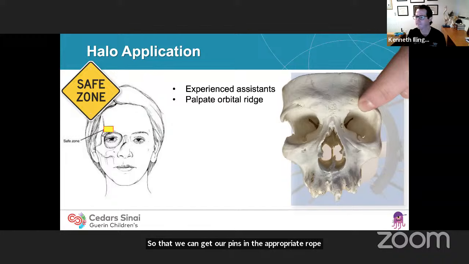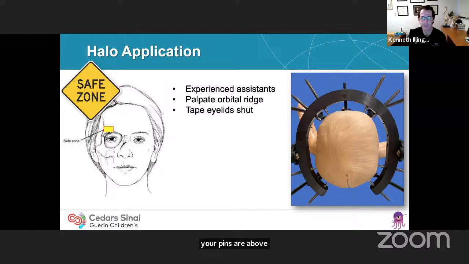You always want to palpate the orbital ridge and make sure your pins are above there. It would be a bad day if you stuck one in the orbital ridge, right below it. You want to always tape the eyelids shut. That's another bad day. If you leave the eyelids untaped and you put a halo pin in there, all of a sudden the kid can't close their eyelid. Then you're going back to the operating room and revising a pin. That's not a good conversation to have with the family.